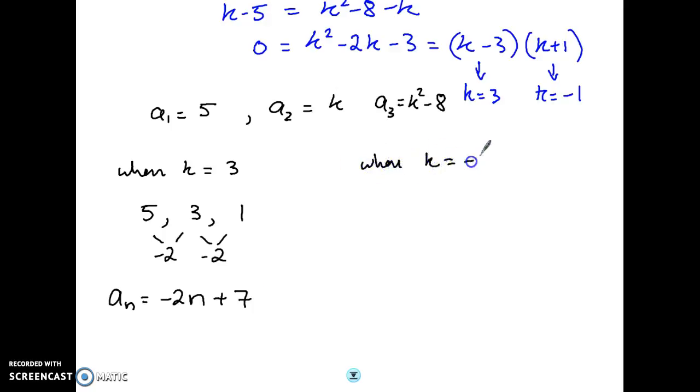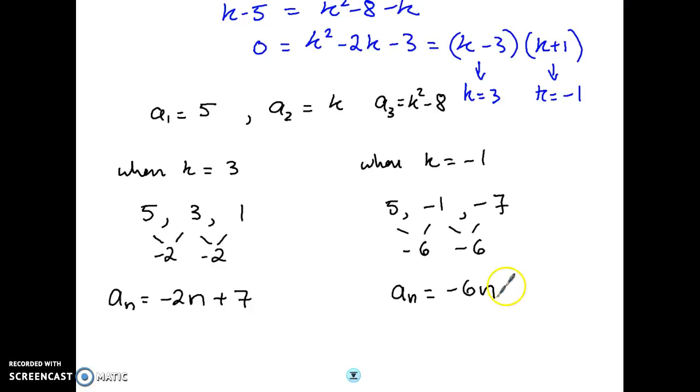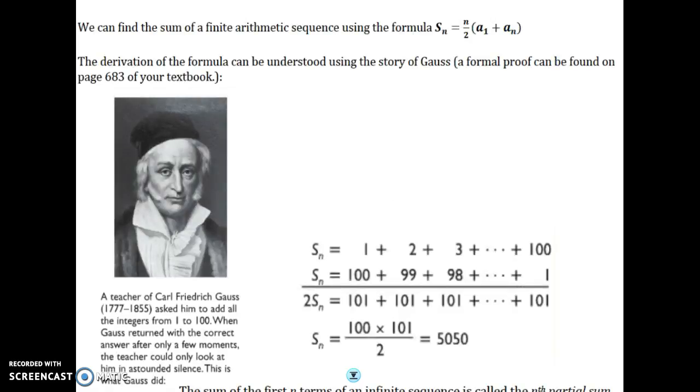When k is equal to negative 1, our sequence is 5, negative 1, and then of course if we've got negative 1 squared minus 8, really what we've got there is negative 7. And again, if we analyze, we can see the difference here is a common difference of subtract 6. So an is really equal to negative 6n plus, and to translate up there, we're actually going to have to translate up 11.